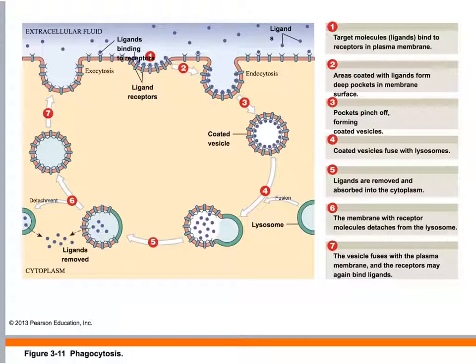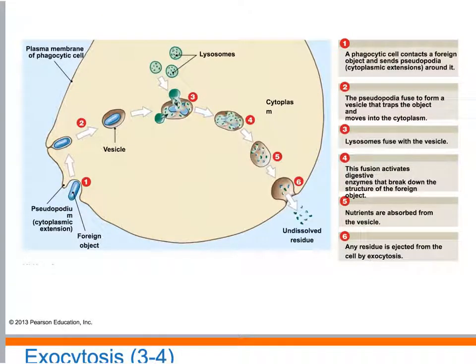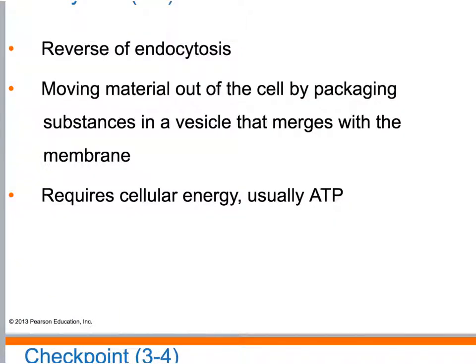Here is an example of endocytosis. Exocytosis is the reverse of endocytosis, moving the material out of the cell by packaging substances in a vesicle that merges with the membrane. This requires cellular energy, and it's usually ATP.